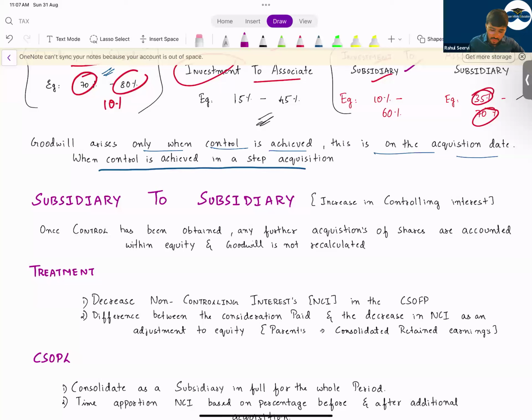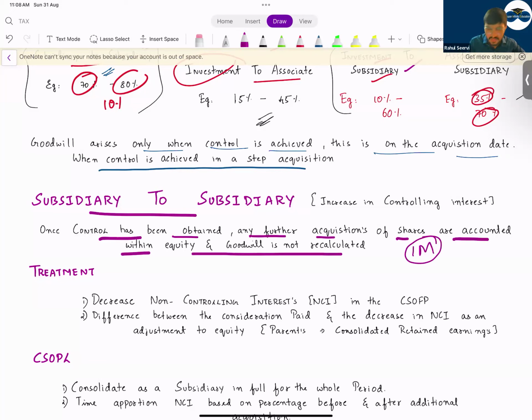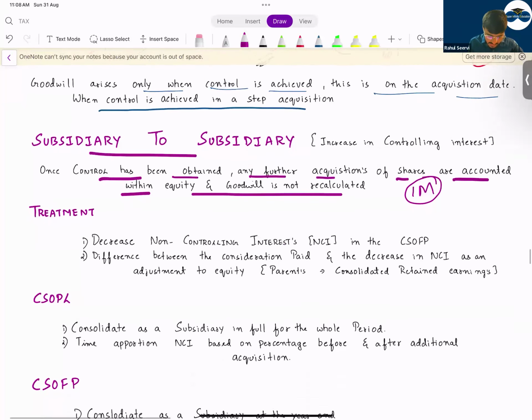Now, chalo, first let us see from subsidiary to subsidiary, which is very important for theory. Subsidiary to subsidiary, increasing in controlling interest. Once control has been obtained, any further acquisition of shares are accounted within equity and goodwill is not recalculated. 1 mark. We have done a lot of questions also from your past papers as well as basic questions, and I mentioned you have to write down this point. NCI decreases, no goodwill, so you have to write down any further adjustment will be done in equity and goodwill will not be recalculated. So see the treatment.